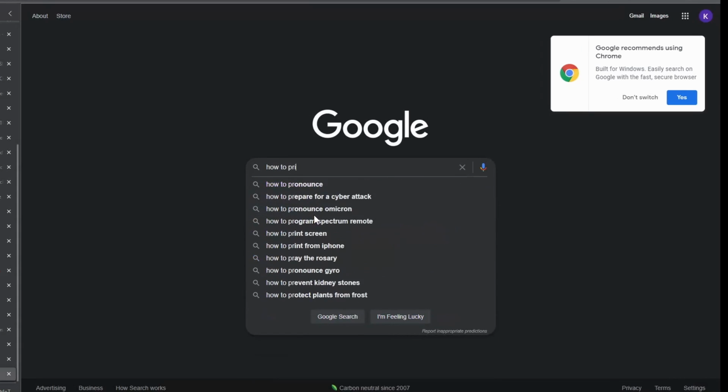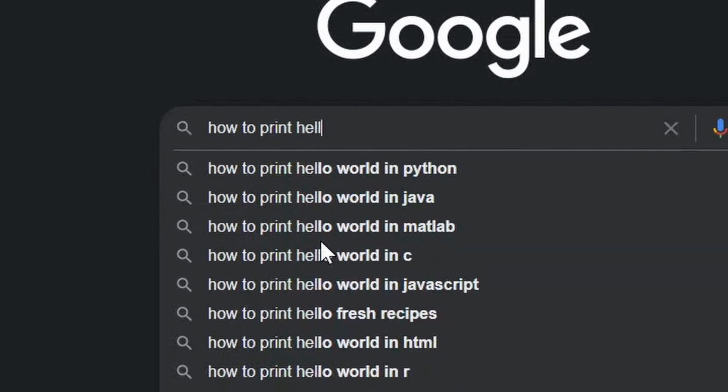I totally did not look up a tutorial from 2010 about how to print Hello World. Even after all the effort that I put in, I still couldn't do it. So you know what? I just decided to scratch that and move on to written programming languages.